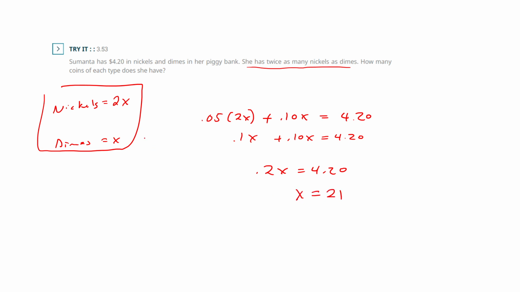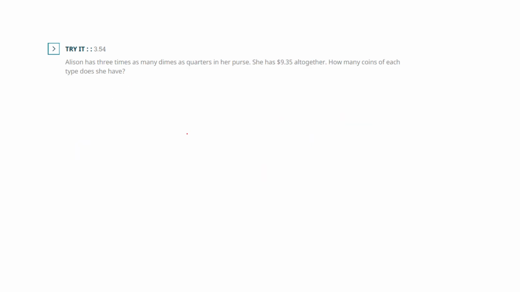Okay, x turns out to be 21. So if this is 2 times 21, we must have had 42 nickels. Okay, as always, I recommend you pause it, but it's up to you. Okay, building my dictionary. We can build one from the other.